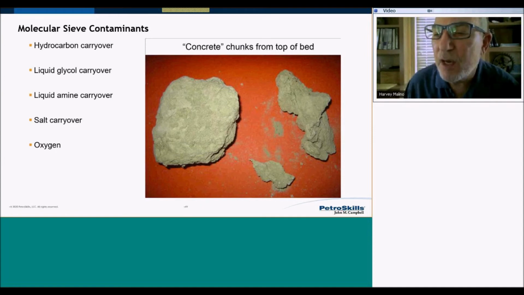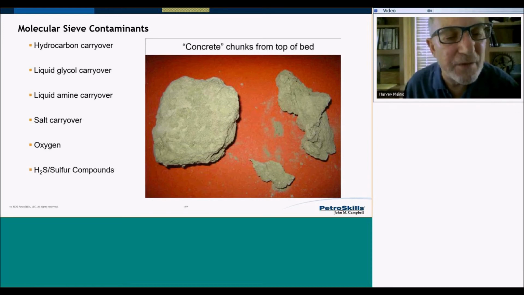Oxygen: if you have oxygen in the feed, then you really should let your vendor know. We can deal with oxygen in the feed, but there are different ways to do that, and if it's only oxygen, a small amount probably won't hurt. A little bit larger amount, you may have to regenerate at slightly lower temperatures if you're dealing with a type 4A molecular sieve.